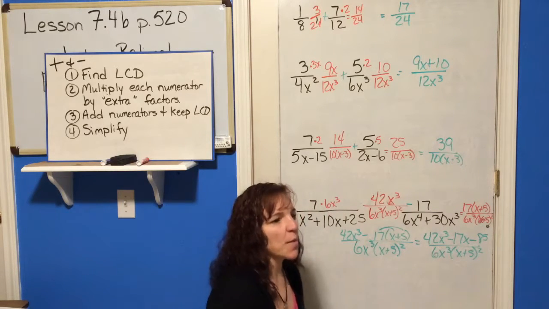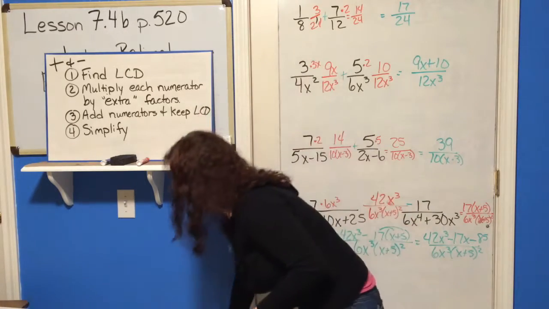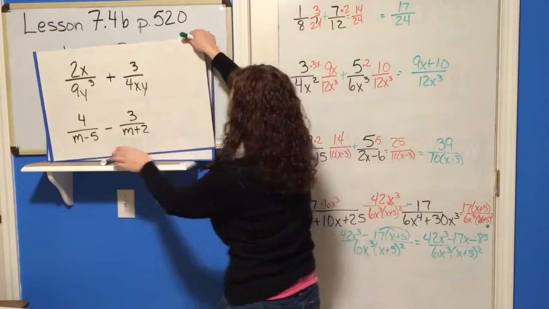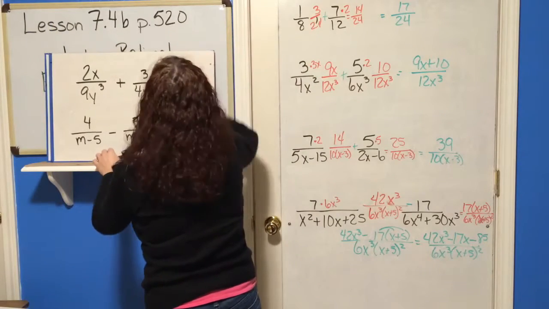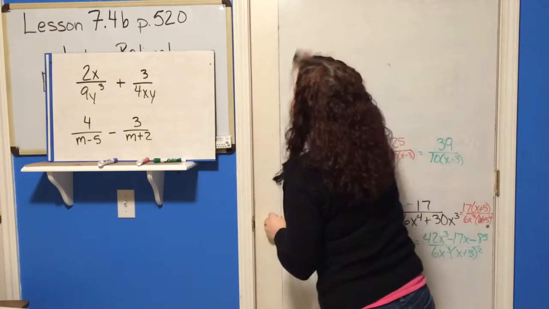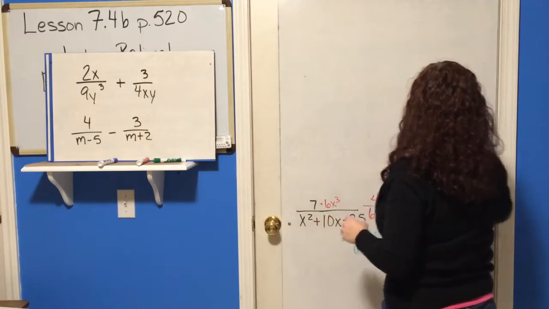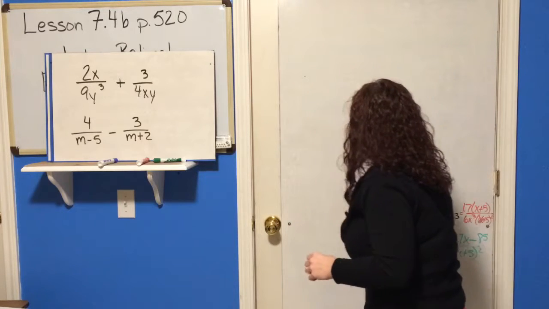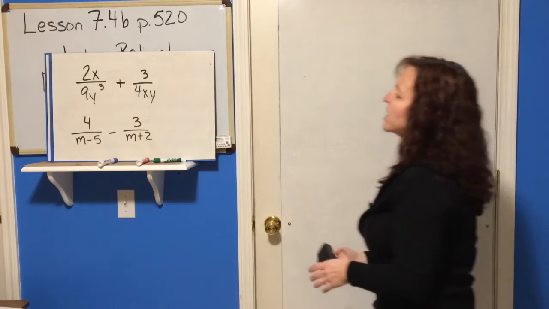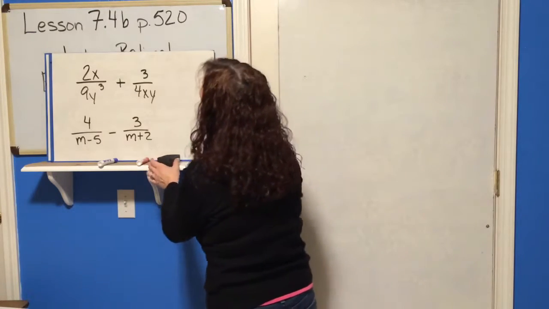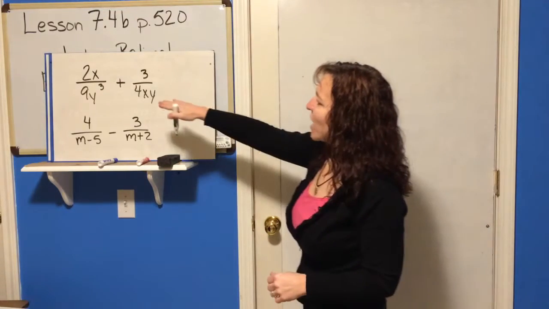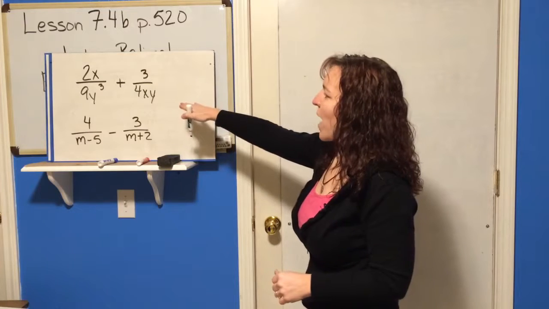All right, let's do a couple from scratch now. Let's do a couple more, and let's remember how to find that LCD. We'll just do two more, and we'll put all the steps together. We're going to add one and subtract one, finding our LCD, and then adding or subtracting. So step one was to find the LCD. In this case, we've got 9y cubed and 4xy.